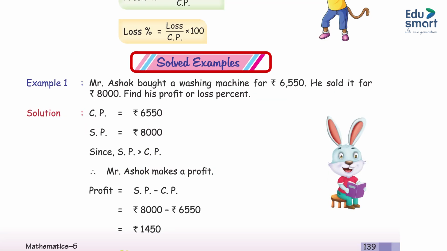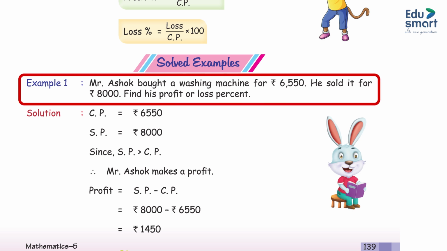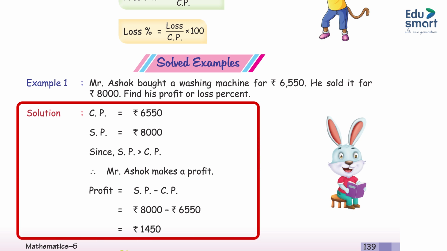Solved examples. Example 1. Mr. Ashok bought a washing machine for rupees 6,550. He sold it for rupees 8,000. Find his profit or loss percent. Solution: CP is equal to rupees 6,550, SP is equal to rupees 8,000. Since SP is greater than CP, Mr. Ashok makes a profit. Profit is equal to SP minus CP, rupees 8,000 minus rupees 6,550, is equal to rupees 1,450.